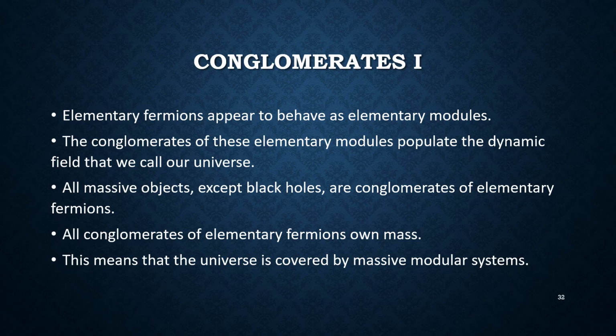Elementary fermions appear to behave as elementary modules. The conglomerates of these elementary modules populate the dynamic field that we call our universe. All massive objects, except black holes, are conglomerates of elementary fermions. All conglomerates of elementary fermions own mass. This means that the universe is covered by massive modular systems.